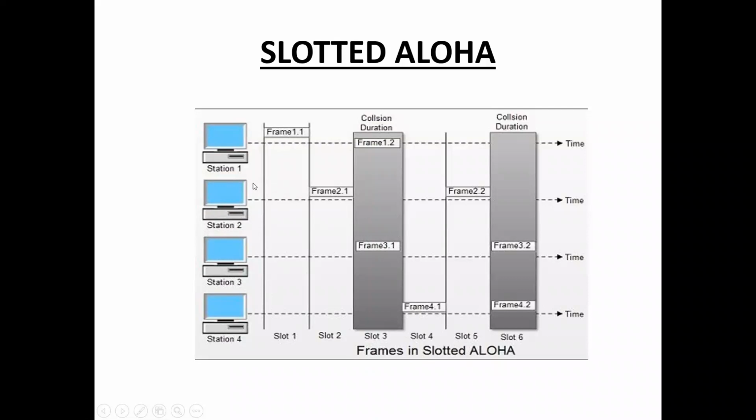And in slot 3, station 1 also sends frame 1.2. So the collision occurs. So in slotted Aloha also there is a collision. Here frame 1.2 and frame 3.1 are transmitted at the same time slot 3. So station 1 and station 3 have to retransmit frames 1.2 and 3.1. So this is about the slotted Aloha.